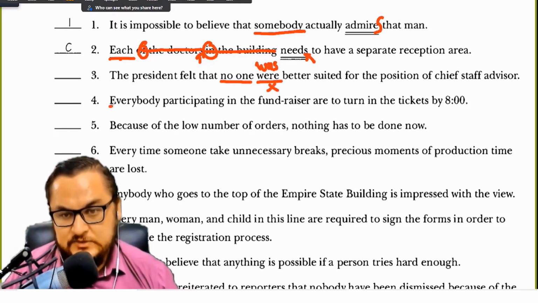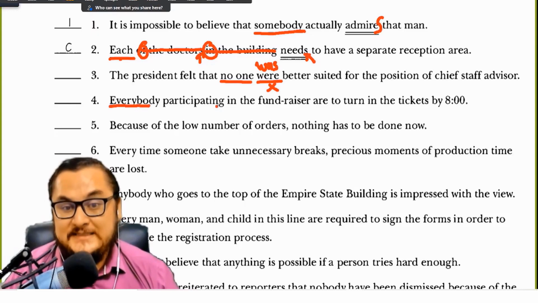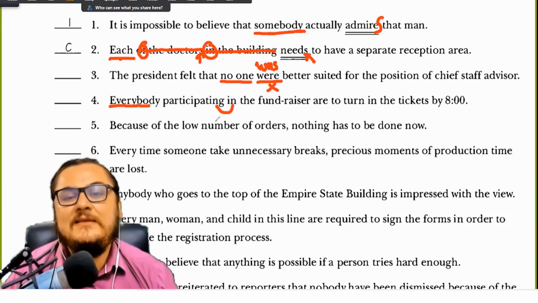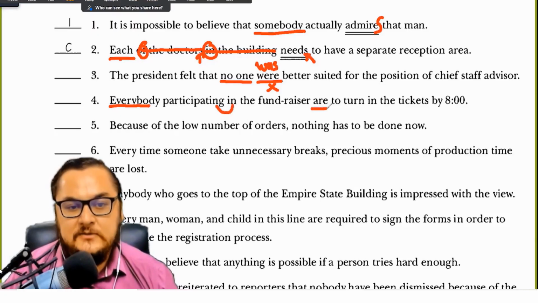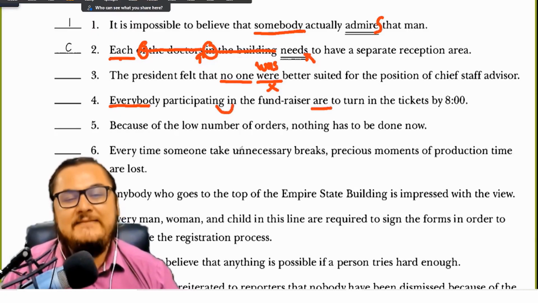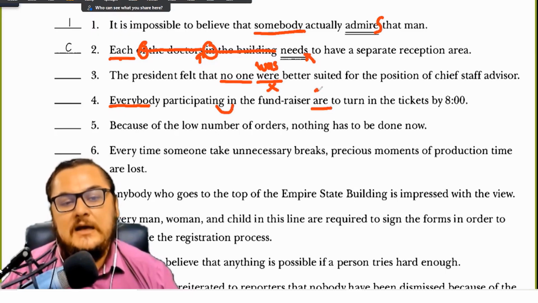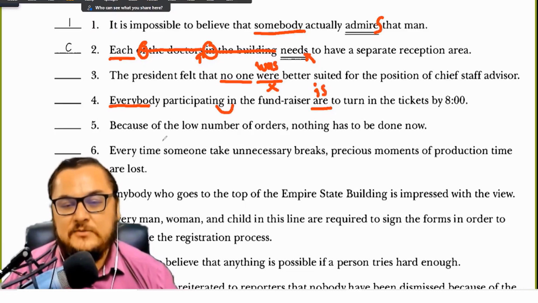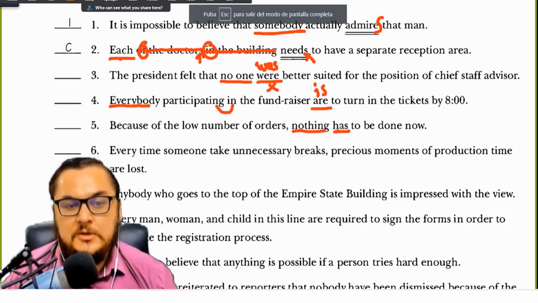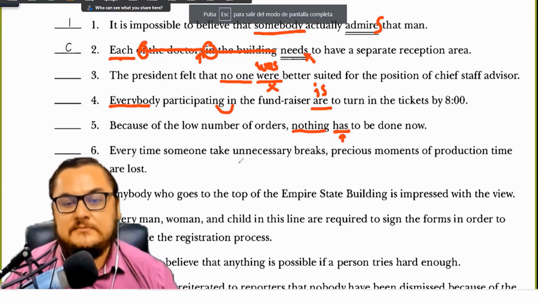In the next one we find everybody participating in a civic event. I'm going to look for the verb. The verb is the one we find in this case, and it should be singular, although it doesn't make much sense in Spanish. In English it is the expected form. Say everybody is. For the next one we find nothing has. And we realize that it is well conjugated because the verb is singular.